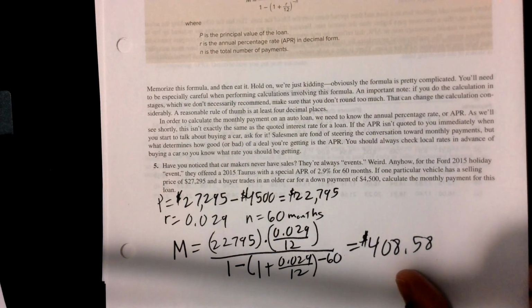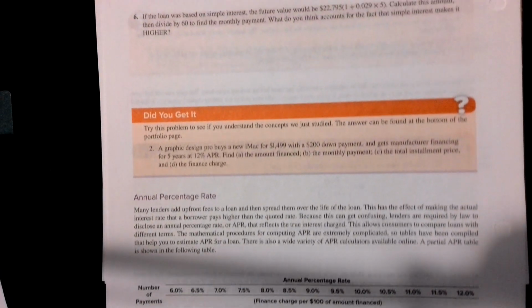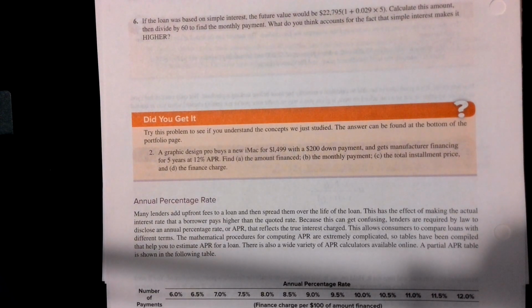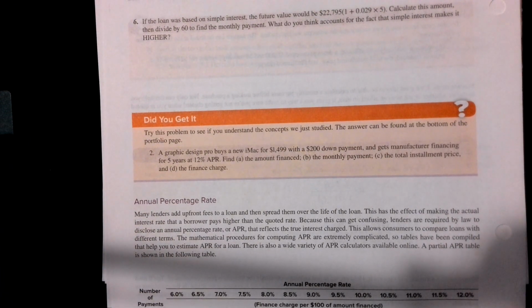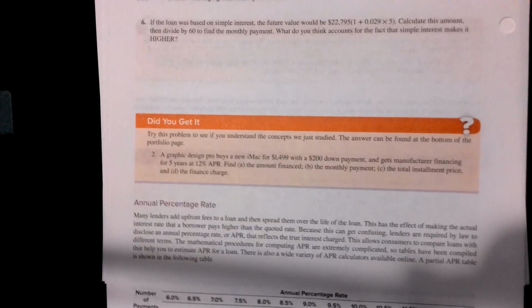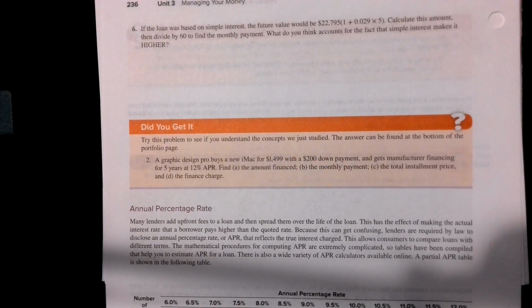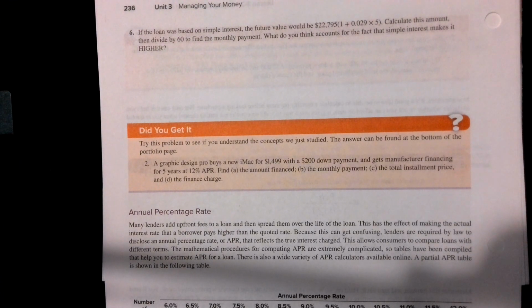Now, we move on to the next page. Problem number 6. It says here, if the loan was based on simple interest, the future value would be $22,795 times 1 plus 0.029 times 5. Calculate this amount, then divide by 60 to find the monthly payment. What do you think accounts for the fact that simple interest makes it higher?